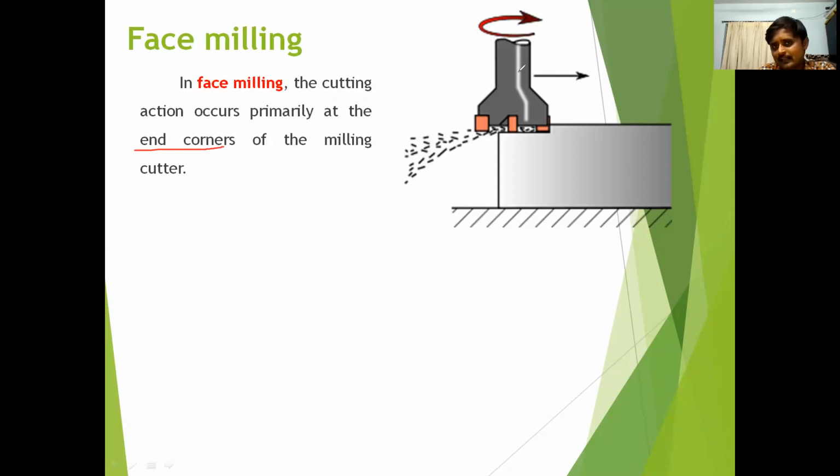So this is the milling cutter, and this is the axis of the milling cutter. In face milling, the axis of rotation of the cutting tool is vertical, perpendicular to the work surface, and the cutting tool is rotating like this. Here, if you observe, these are called the cutting tips. The material is removed by the cutting tips, which are placed at the end surface of the cutting tool. That's why the cutting action occurs primarily at the end corners of the milling cutter. So there is a difference between slab milling and face milling.